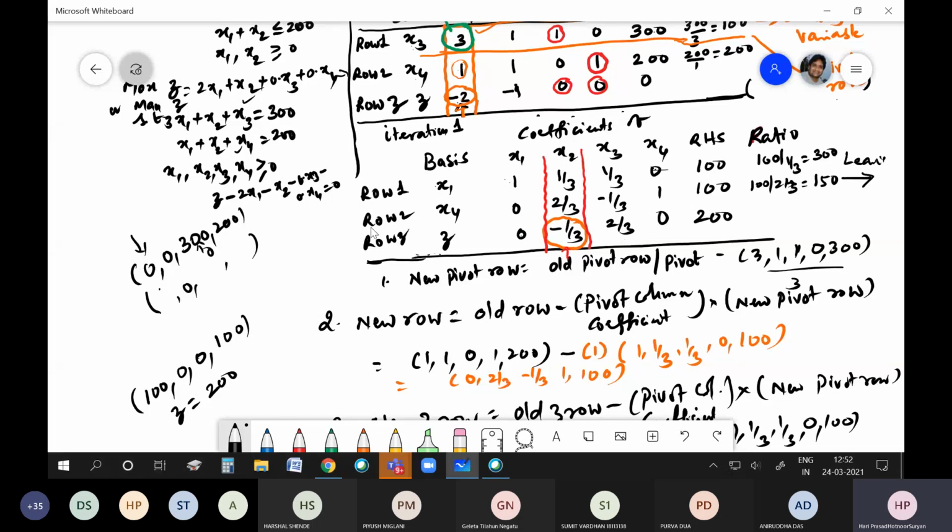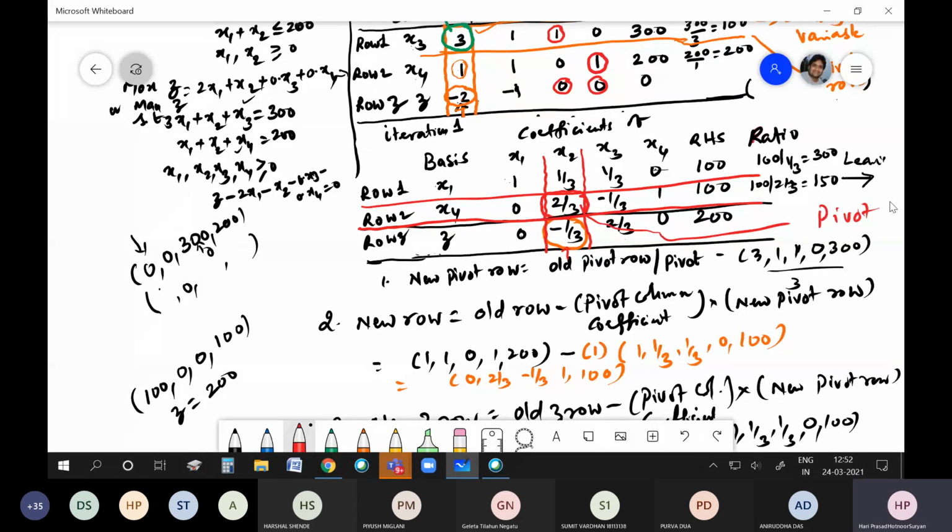So again I mark it now. This is the pivot row, and this is the pivot. Okay, now we have to go for one more iteration, so let us make it.